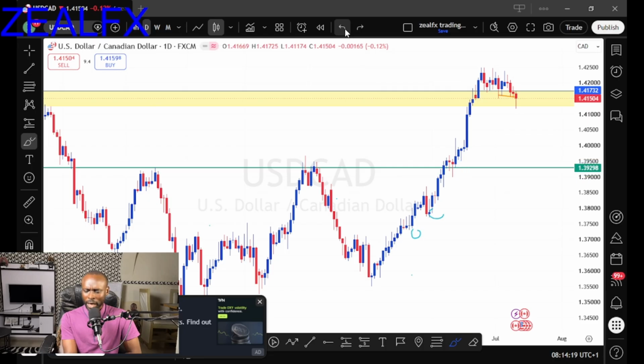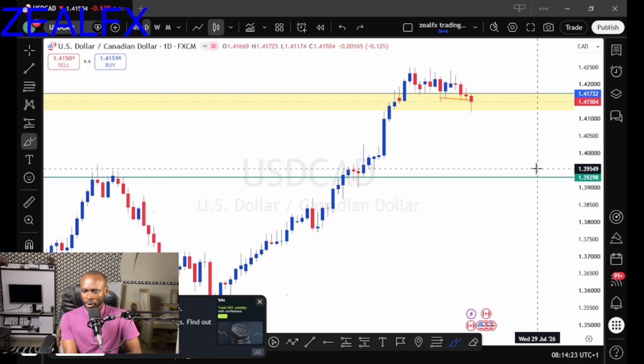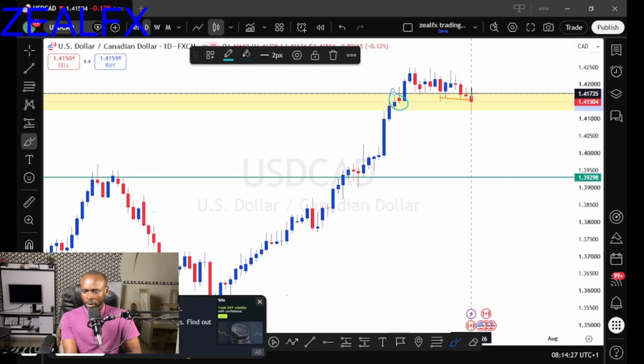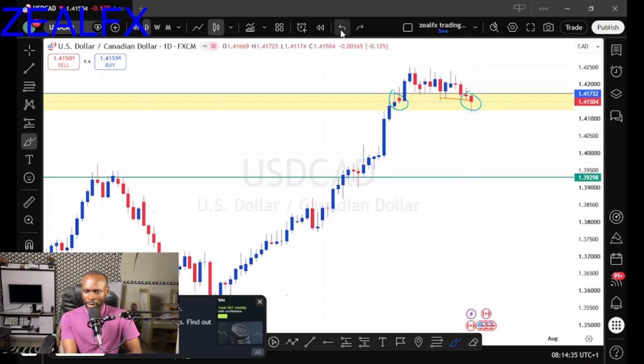You can also see that price is currently reacting to a key level on USD CAD on the daily time frame, which is this support level. This is my support zone I drew last week. I see price has tested it the first time, second time, and price still finds it difficult to break that support level. This indicates a strong level.